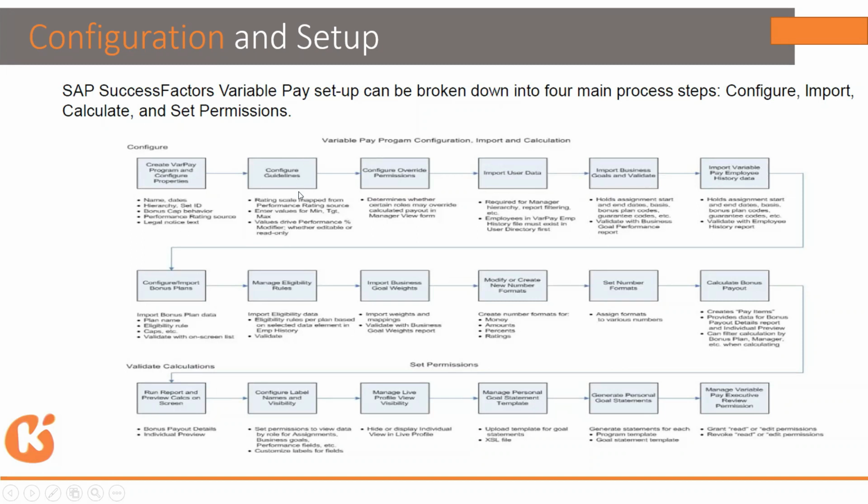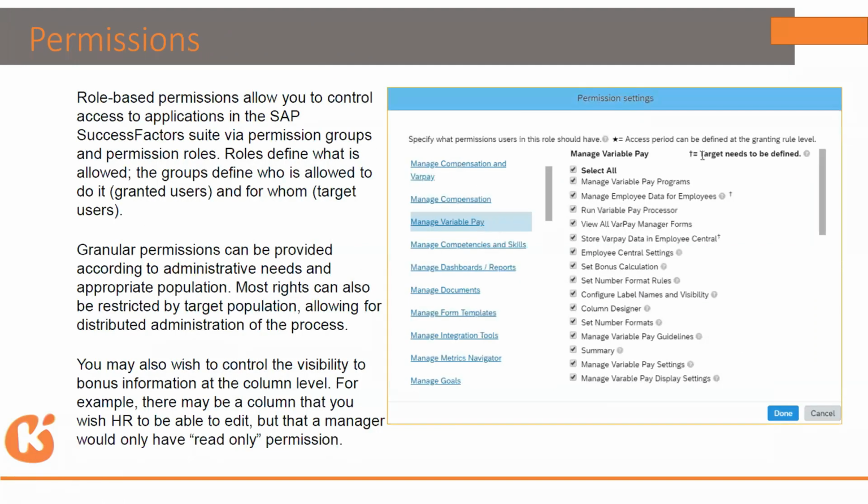Second, it is configure guideline, configure override permission, import user data, right? So all these details. And in each of the details, you can see they have also specified what you will be doing. We'll see all these in detail. Then after that, you have to go ahead and give the permission. So what permission who will have.